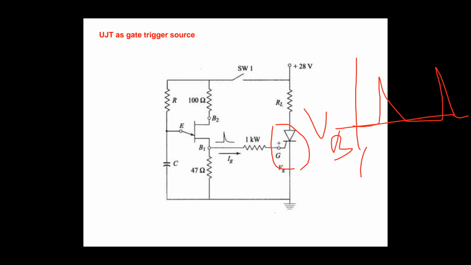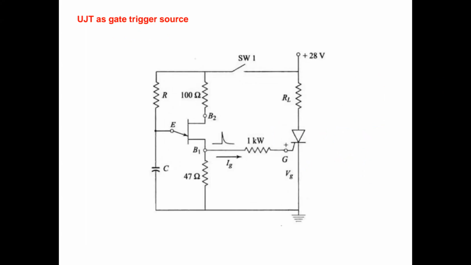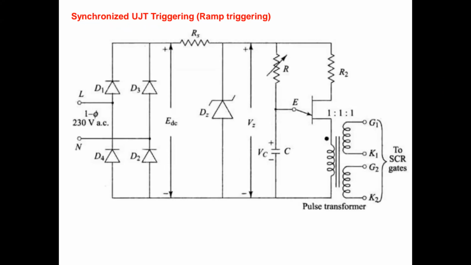So next we will see another circuit. This is a synchronized UJT triggering. It is also called the ramp triggering.